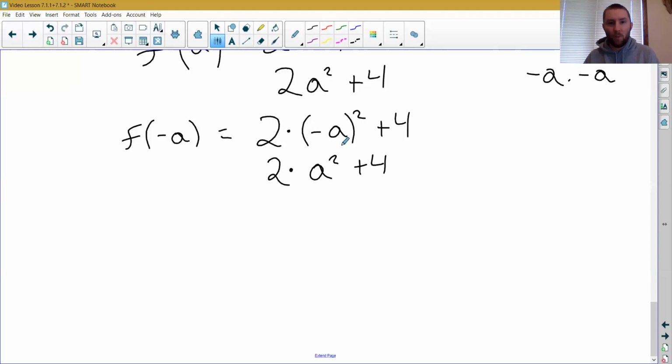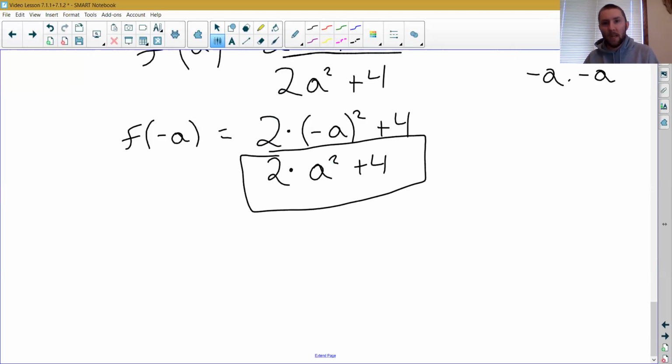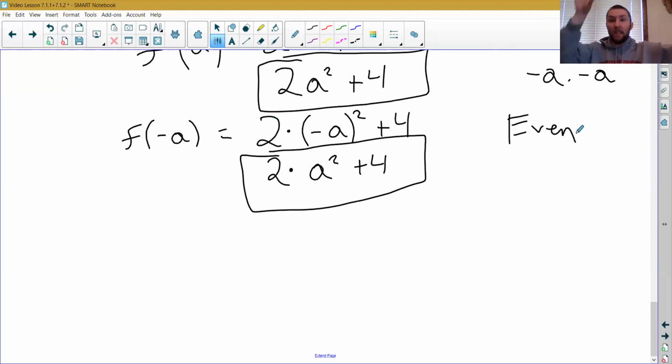Okay, so notice what I got when I plugged in negative a. That is 100% the same as what I got when I plugged in positive a, right? So because these two values are exactly the same, this is an even function because f of positive a was equal to f of negative a, okay?